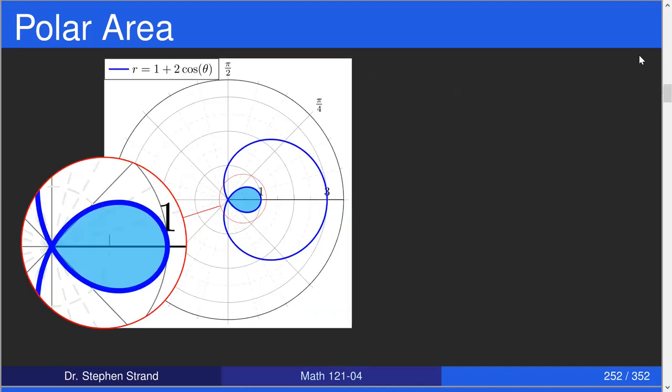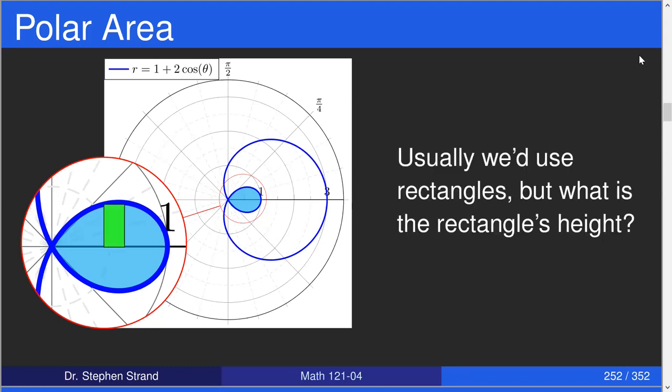I wanted to zoom in on this a little bit. Like I said, when we talk about this area, the way we usually do it with rectangular or Cartesian functions is we use a rectangle. The problem is that with polar coordinates, the function we have doesn't tell us the height from the x-axis anymore, right? It tells us the distance from the origin. So we're going to need to use a different shape to be able to talk about area.